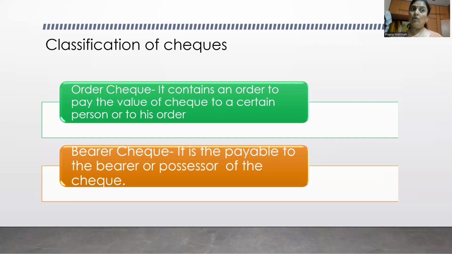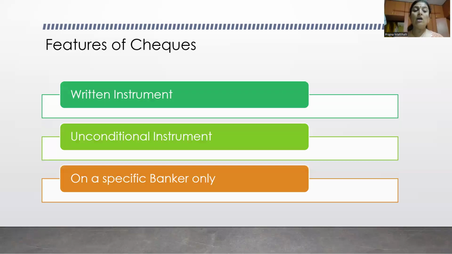So, if we do not write the name, we will give it to somebody and he can transfer it to somebody else. And finally, the person who bears it is the bearer of the check. And features, what are the characteristics of the check? What are the features of the check?